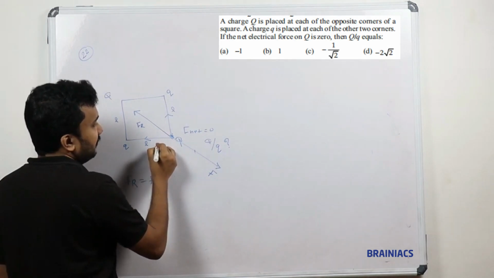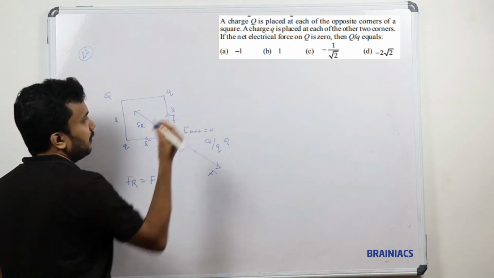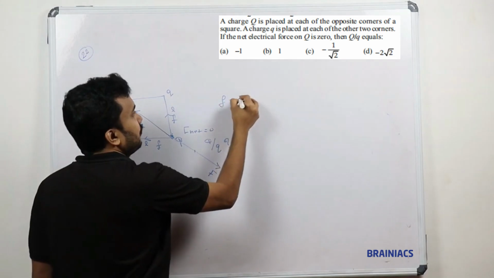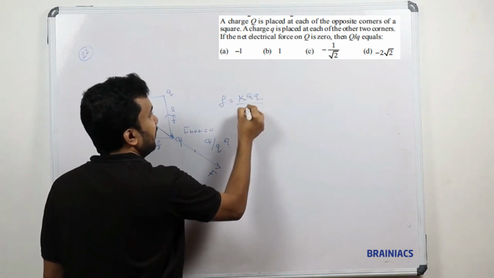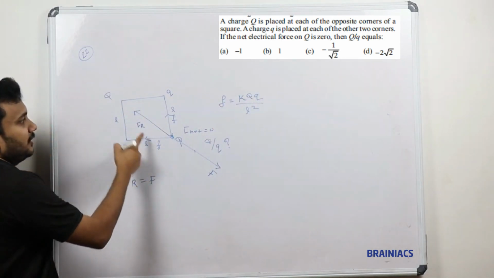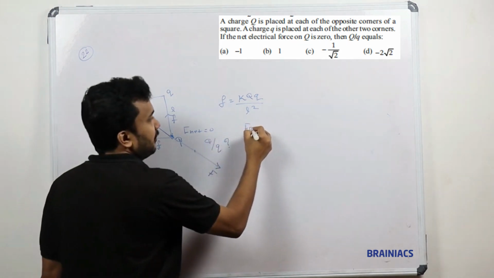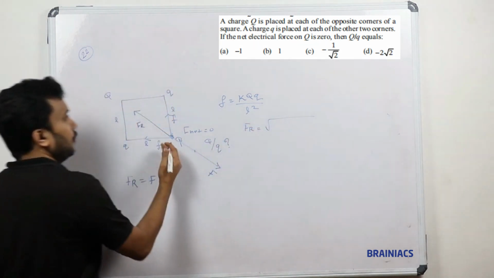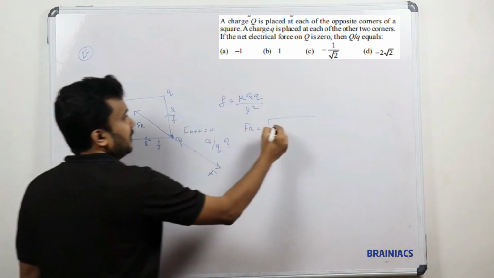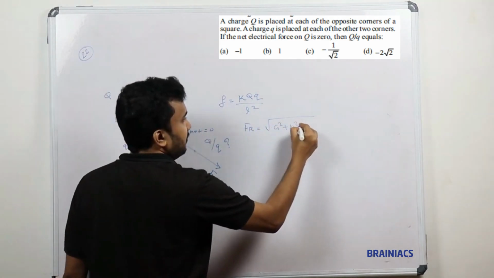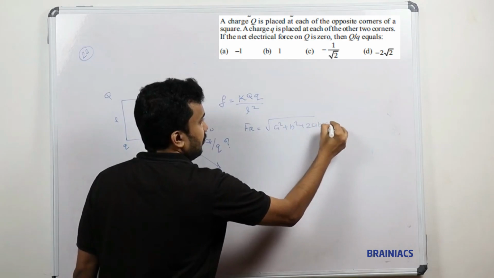This I am giving as, for example, small letter f. So small letter f will be equal to k into q divided by L square. So this Fr will be equal to, we have two vectors, right? One vector and another vector like this. So what is the resultant formula? A square plus b square plus 2ab cos theta.